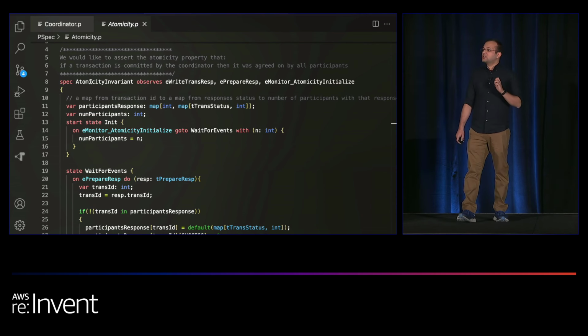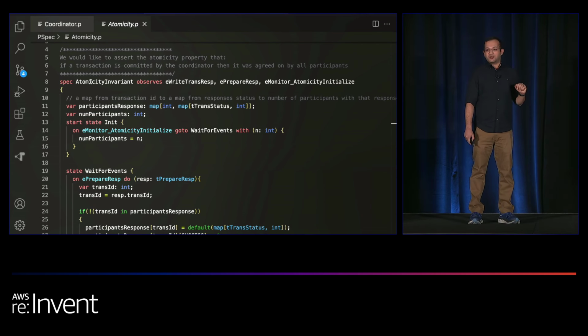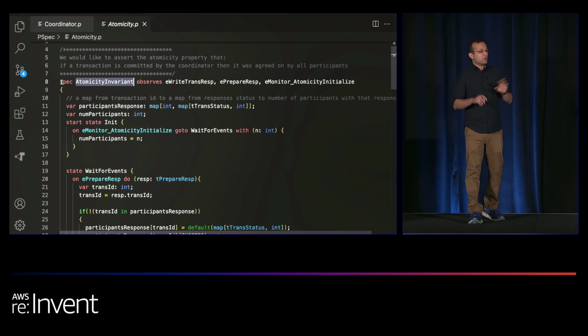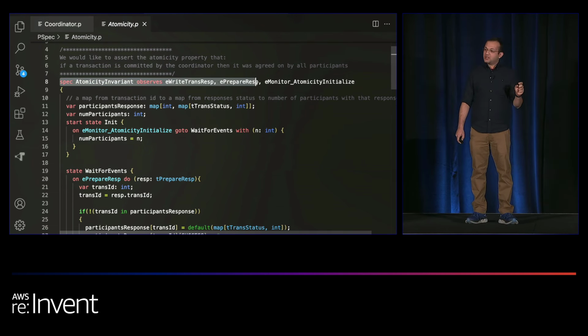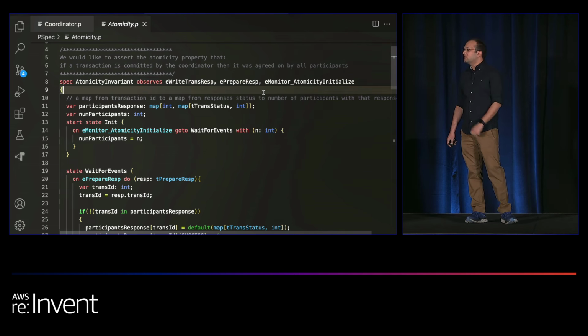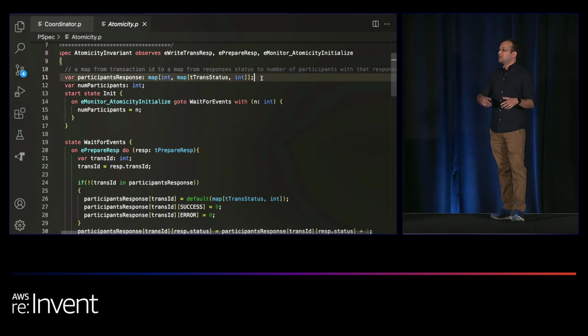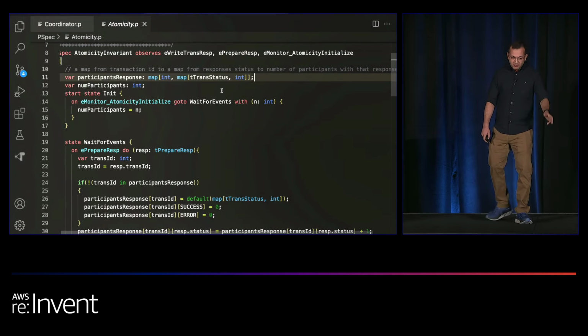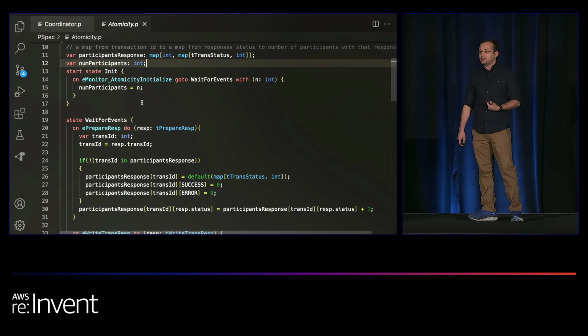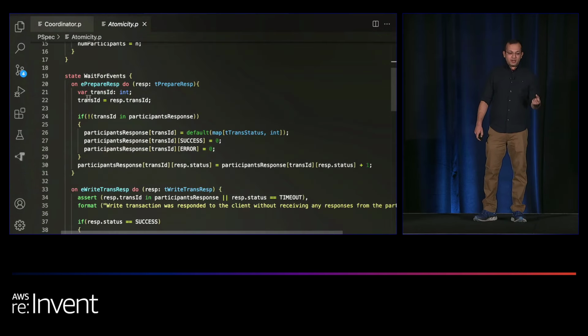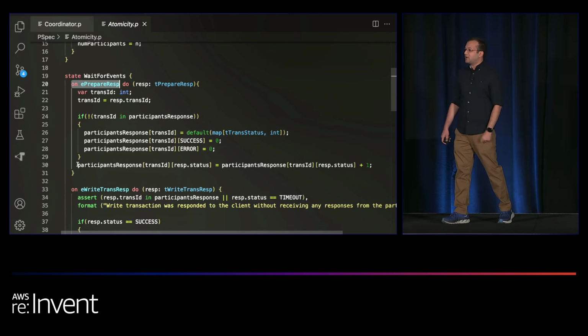Let's look at how you write specifications in P. Specifications in P are also like any other state machine. There is no math. You don't write specifications as mathematical formulas, but you write them as a special type of state machines that observe events that are happening when the system is executing. So, and maintain some local state of your system so that you can assert some global invariant. So in this particular case, you maintain a map that stores what are the responses that were being sent by the participant.